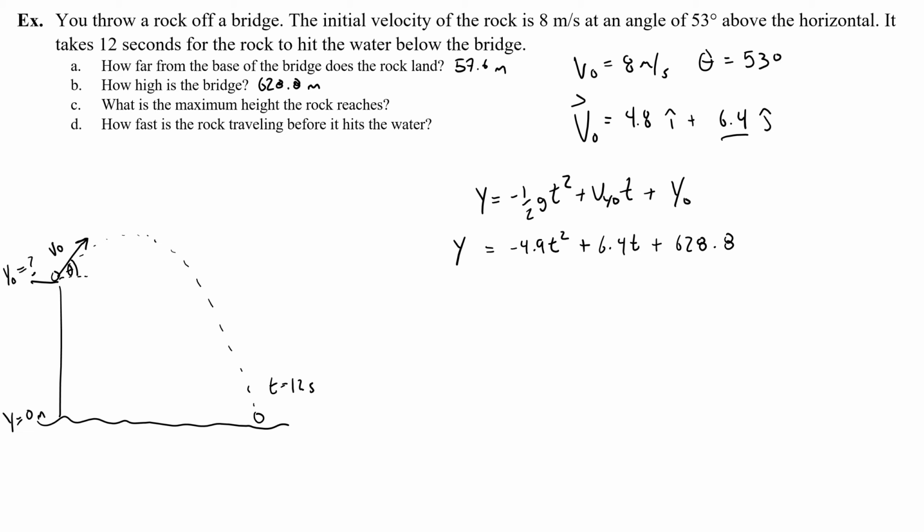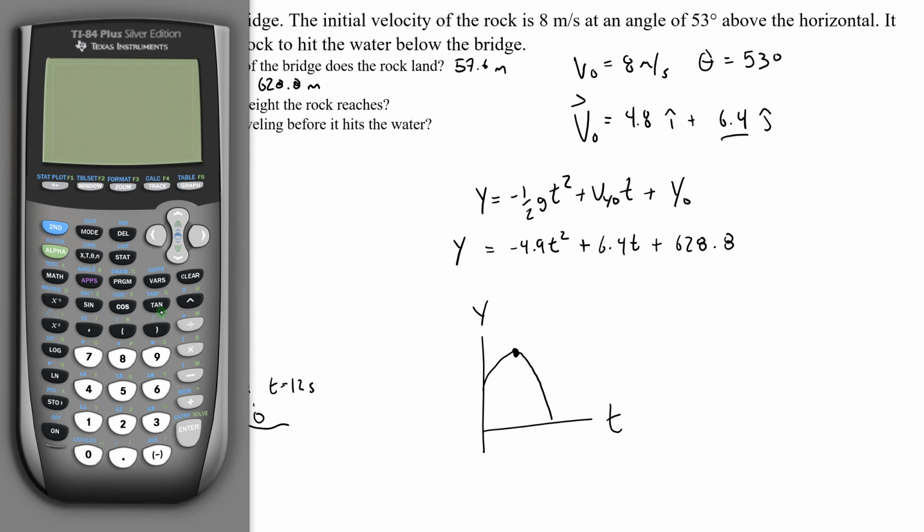Okay, so then I'm going to graph this equation, and I'm going to get a sad face parabola that represents the height, and I'm going to look for this maximum right here, because that will give me the maximum height that the rock reaches. So let's do that. Bring out our handy dandy calculator. Okay, and then we're going to do y equals negative 4.9 x squared, x for time, plus 6.4 x plus 628.8. Okay, then I'm going to graph it.